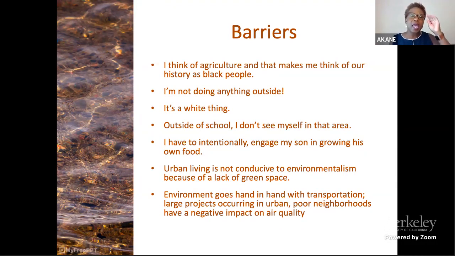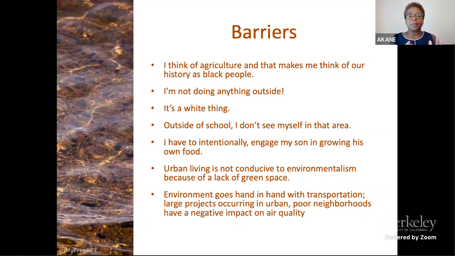I think about agriculture, and that makes me think of history as Black people. And so I'm not doing anything outside. It's a white thing. Outside of school, I don't see myself in that area, in the area of environmentalism. I don't see myself in that realm at all.